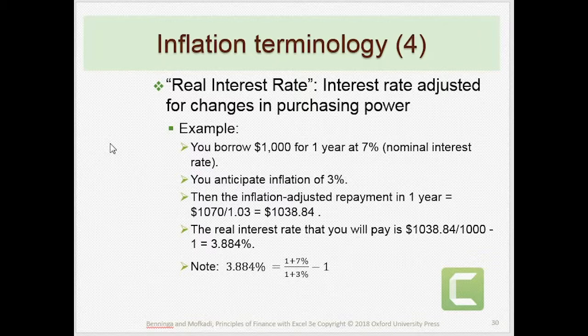The real interest rate is the key. Interest rate adjusted for changes in your purchasing power. You borrow $1,000 at 7% nominal, but you anticipate inflation of 3%. Then the inflation adjusted repayment is only $1,038. The real interest rate that you will pay is 3.88%, right? And this is the formula we looked at earlier. So if we see we have a lot of inflation, your payback is going to be less in real money.